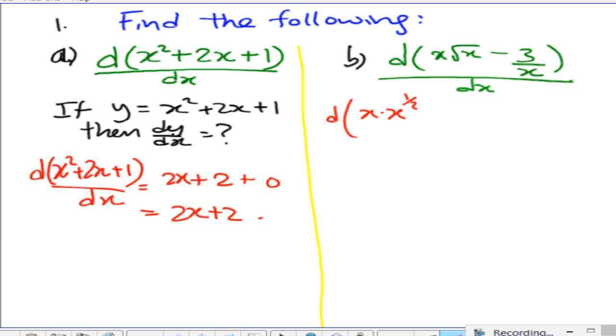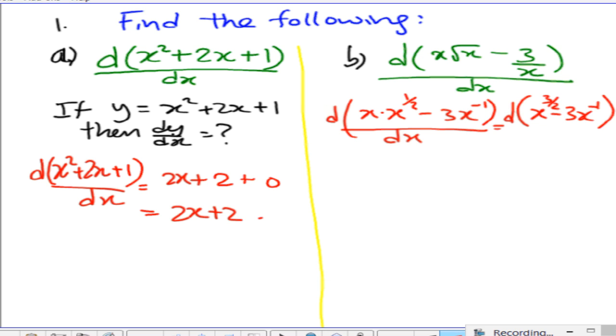Next, take the derivative of x times x to the power of half minus 3 times x to the power of negative 1 with respect to x. And this is the same as the derivative of x to the power of, using index law, 3/2 minus 3 times x to the power of negative 1. All right. So then we can take the derivative term by term.